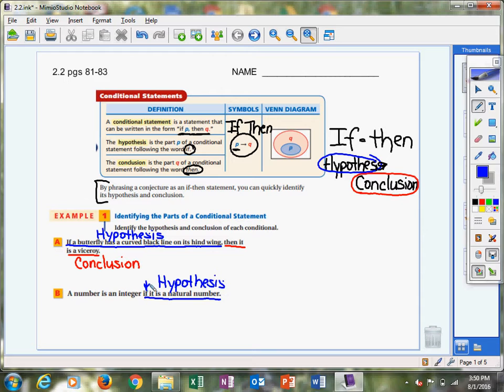Your key word is right there. You're looking for the word if. Now, unfortunately, we don't see the word then, but because we've identified the hypothesis, then by default, the second phrasing has to be our conclusion. And so we can conclude that if our number is a natural number, then our conclusion is that the number is an integer. And so that's what we're looking for. So just wanted to try and help you with that.